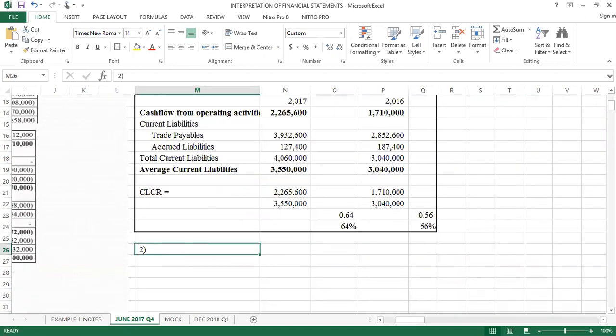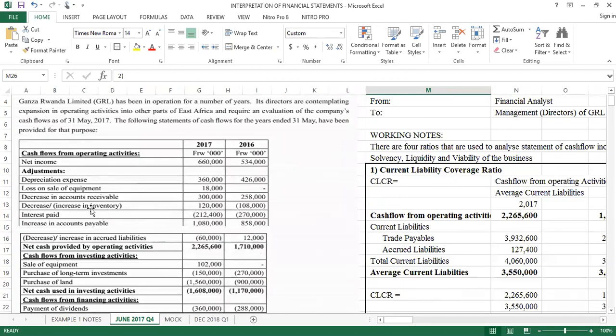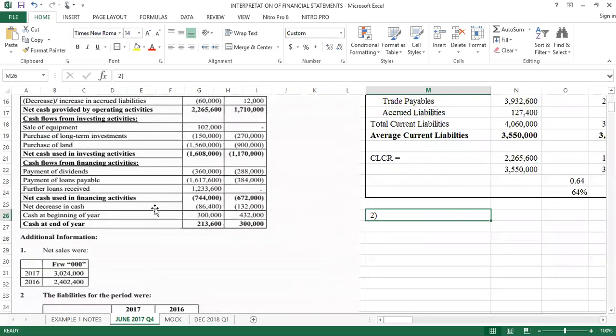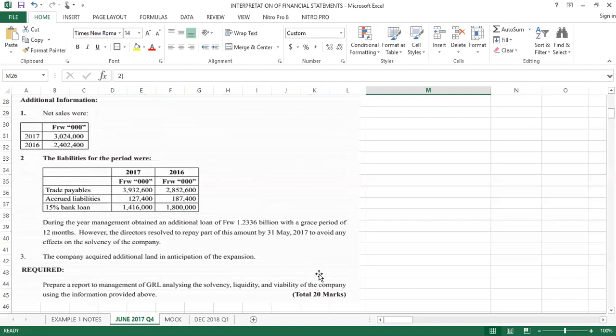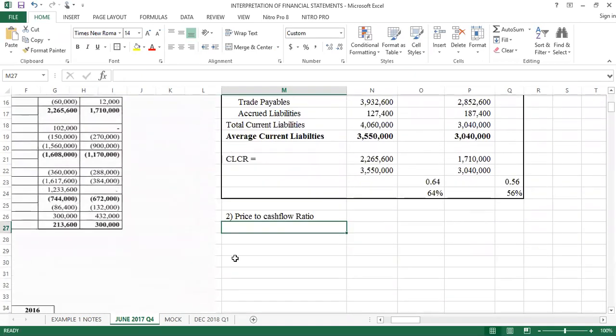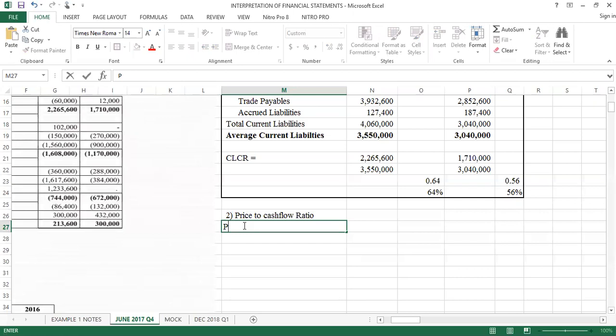So let's go to the second ratio. I was asking, did the question give us market price? There is no market price. So look at what I'm doing. If there is no market price, I'll just write the price to cash flow ratio. Let me just follow the format I did. The price to cash flow ratio, or PCR, is equal to, what formula was it?